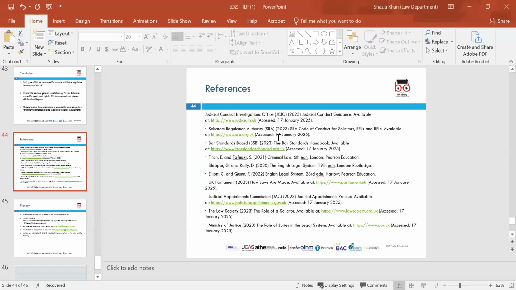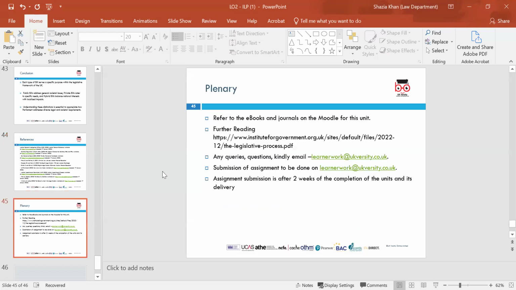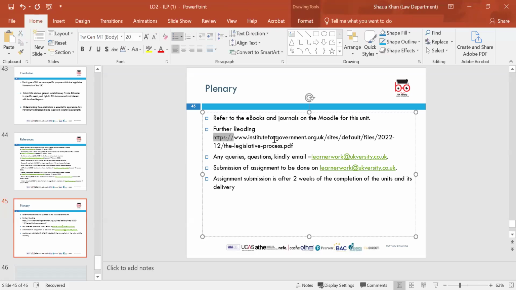These are some of the references that we've used for Learning Outcome 2, and you can refer to these if you want any additional reading, as there are links there to each one. I've also put a link there for a PDF document that you could refer to if you want to do some extra reading around the legislative process and how it works in the UK. Please refer to any ebooks and journals on Moodle for this unit. Moodle will have your assignment brief and any additional reading you can refer to. Have a look at that link, a PDF document on the legislative process, which would help you better understand how it works.